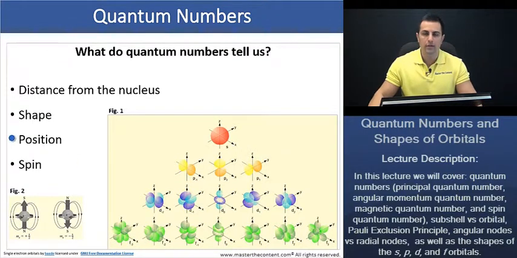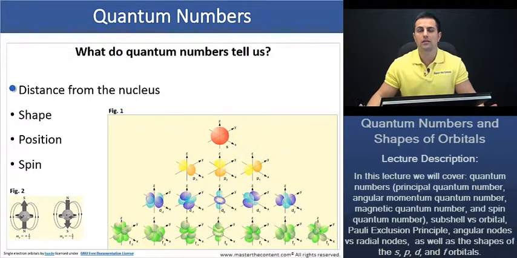Thirdly, they're going to describe the position of an orbital, and looking over here at figure 1, what we mean by the position of an orbital is the spatial orientation of an orbital in the space around the nucleus of an atom along the ordered set of coordinate axes. And lastly, we'll be taking a look at the spin, the fourth quantum number. That's going to give us the spin of the electron, which is either going to be spin up or spin down.